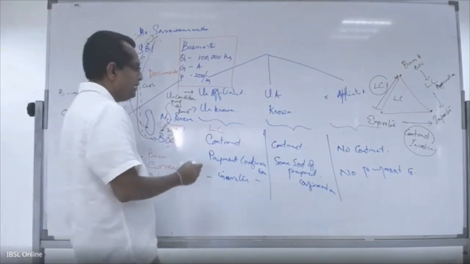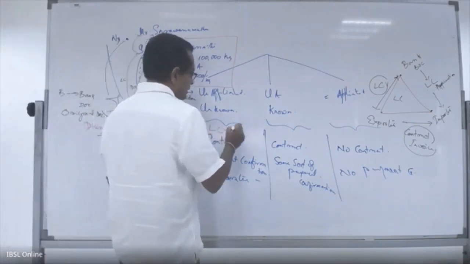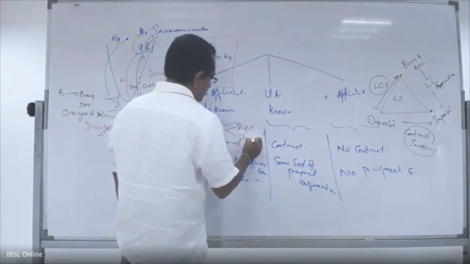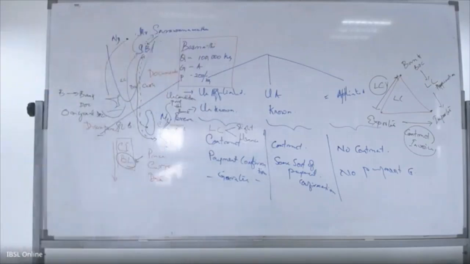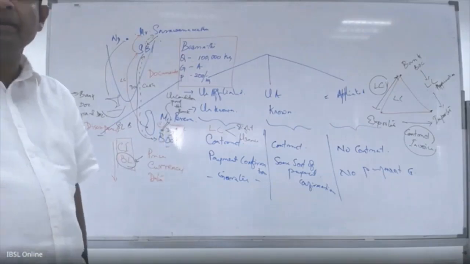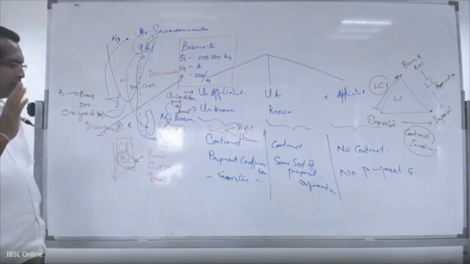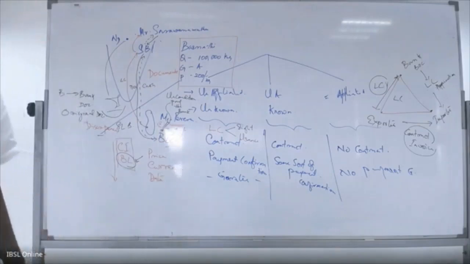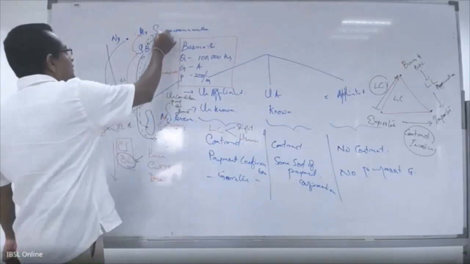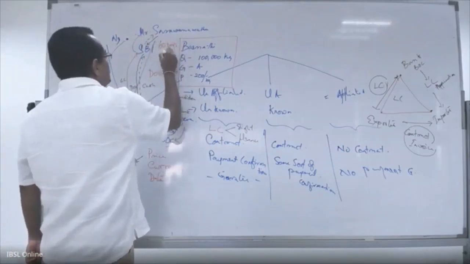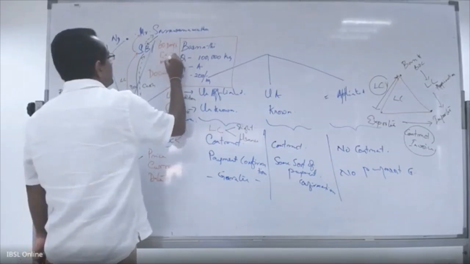So when it comes to LCs, we have two types: sight and usance, right? What I discussed here is the sight LCs. That means as soon as the documents come in, we check the documents, and if the documents are in order, we send goods. That is sight LC. Similarly, Mr. Saravanamuthu gives 60-day credit to Mr. Pereira.